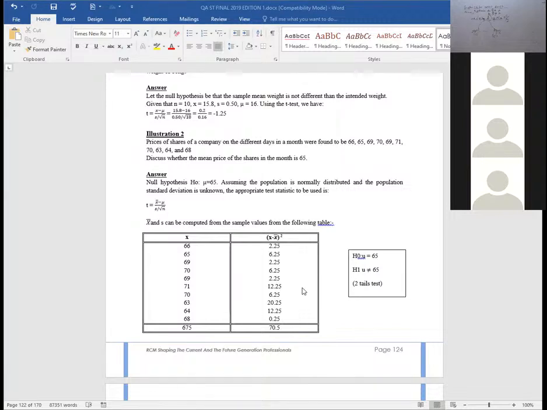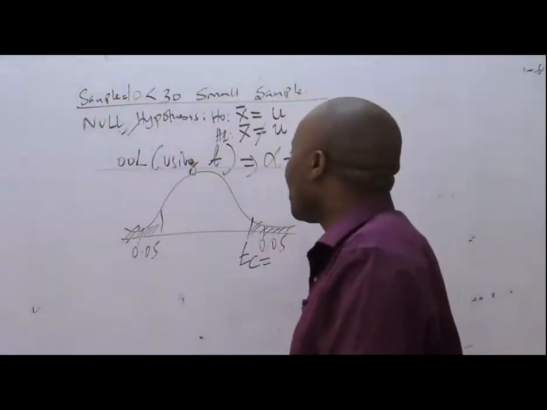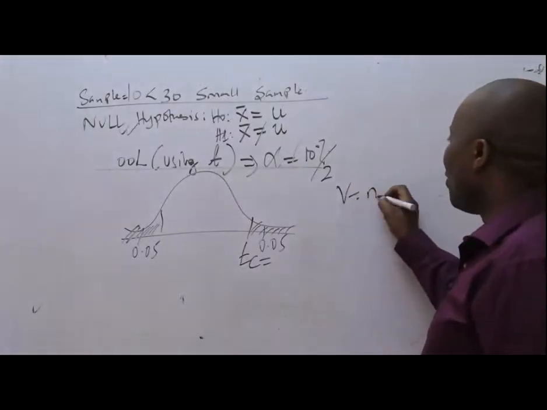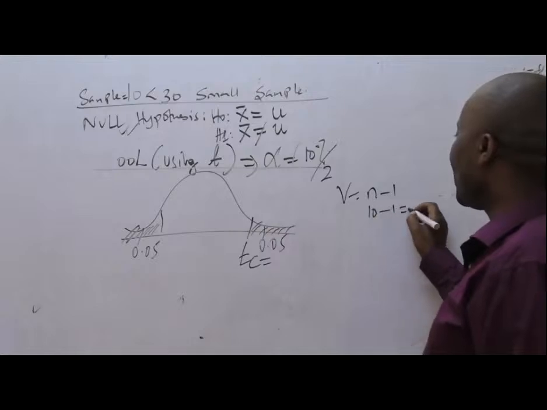So remember, you need two things to read the T table. Number one, you need the degrees of freedom. V is what is called degrees of freedom, and to get V, we normally have n minus 1. The n here is 10, so 10 minus 1 gives me 9.